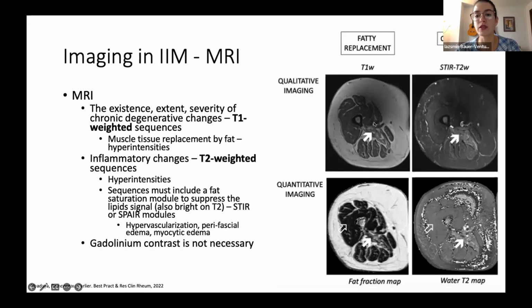So in this particular patient, this patient has active disease seen by edema in STIR-T2, but also already signs of degeneration, fatty atrophy, here in T1 as well. These images show a quantitative analysis that can show you better the edema and fatty atrophy, but they are not widely available in most centers. Gadolinium contrast is not necessary all the time, and you can review with your radiology team what sequences are available for evaluation of patients with muscle inflammation.